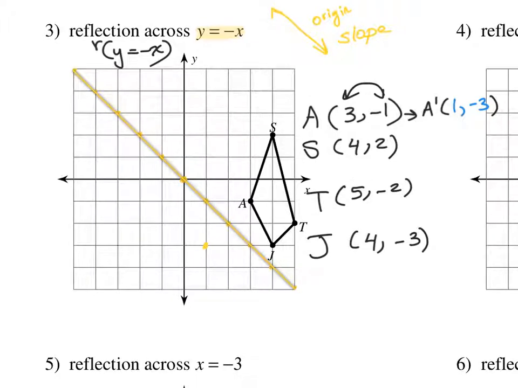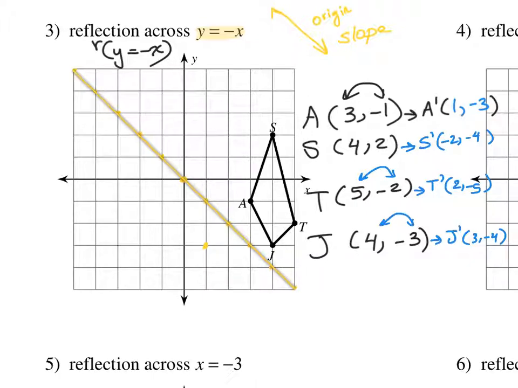So I'm going to try S, and then I would like you to do T and J on your own. So 4 and 2, that's S prime. If I flip them and take the opposite, that's going to be -2 and -4. So pause the video and find T prime and J prime. So if I flip the coordinates of T, then that's going to be 2 and -5. And here it is 3 and -4.